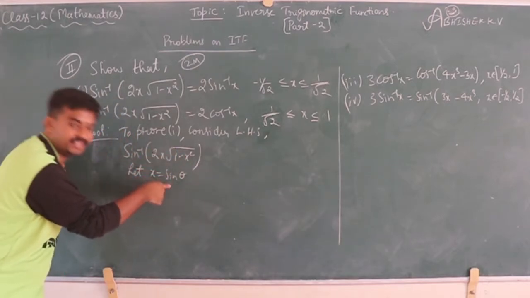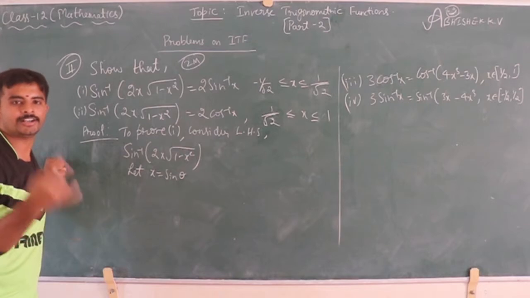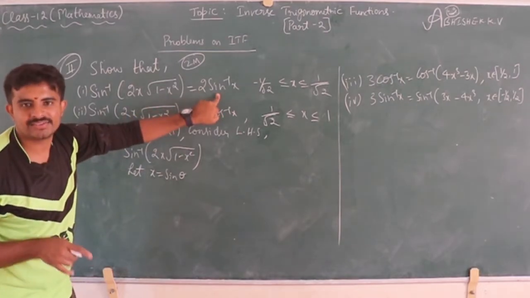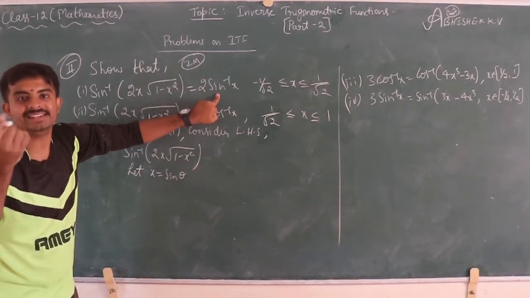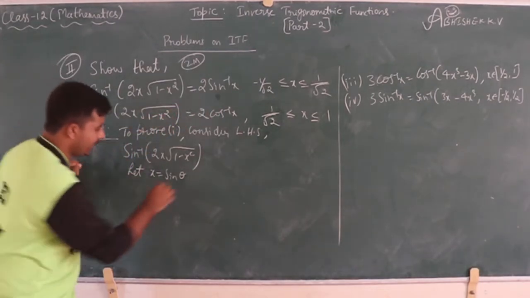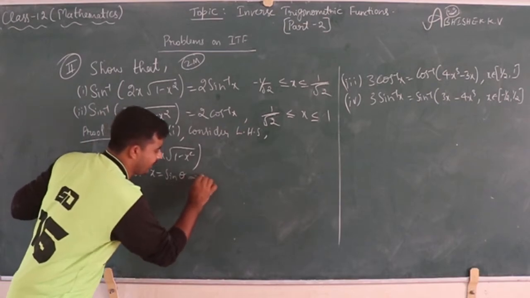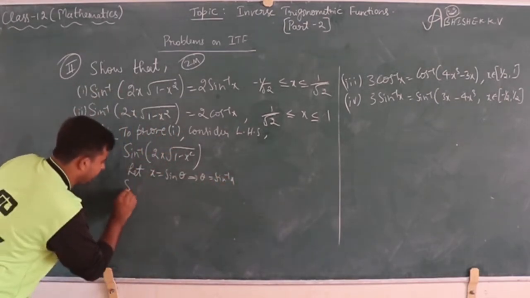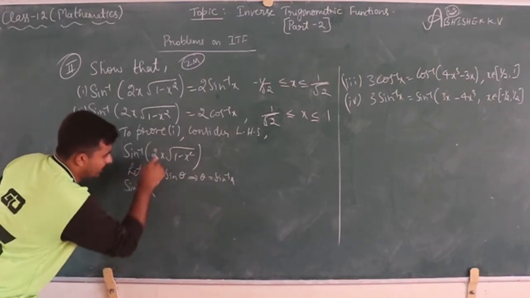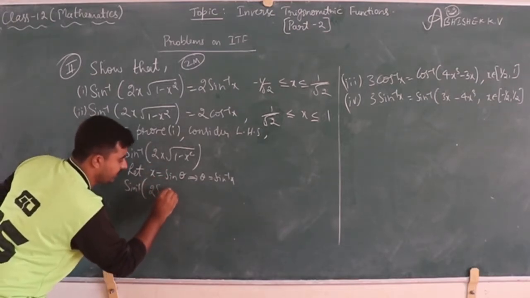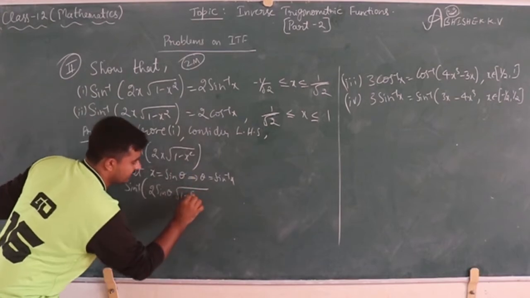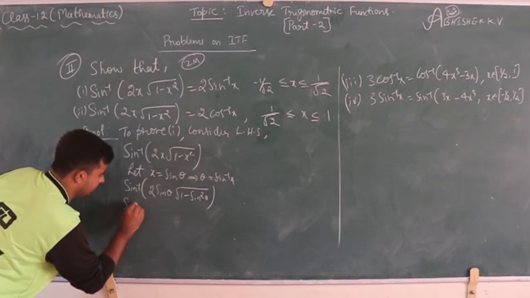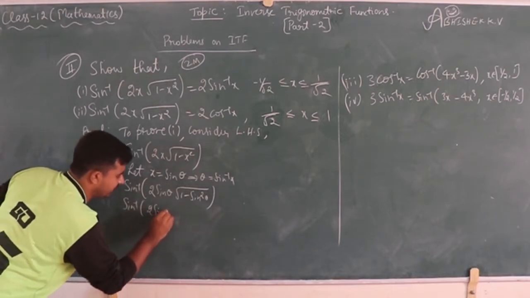Why do we take sin theta only? Why are we not taking cos theta, tan theta, cot theta? See, what you have on the RHS, you need to prove sin inverse x. See, x is equal to sin theta implies theta is equal to sin inverse x. See, sin inverse of 2x is equal to sin inverse of 2 sin theta, and root of 1 minus x square is root of 1 minus sin square theta.